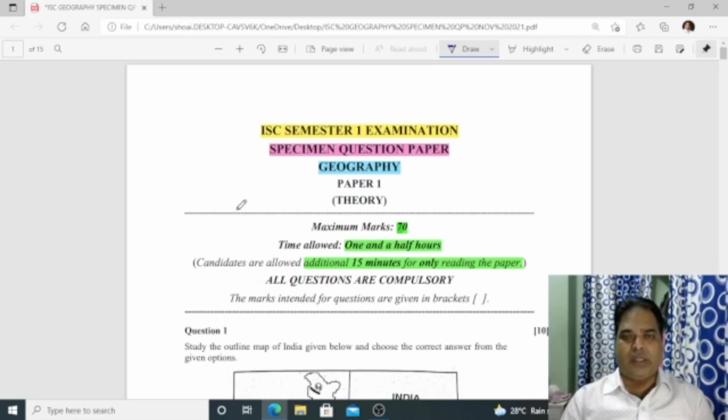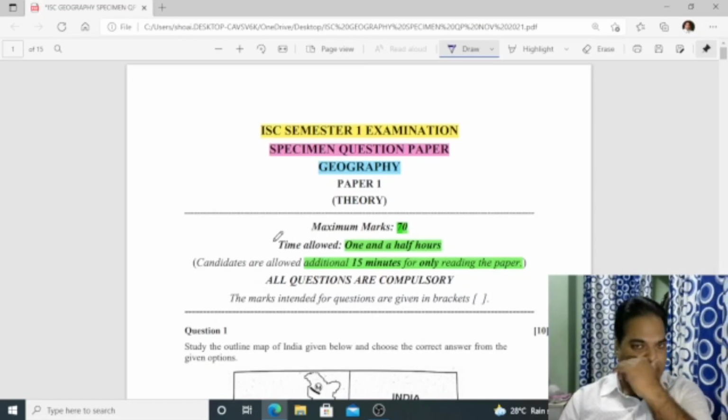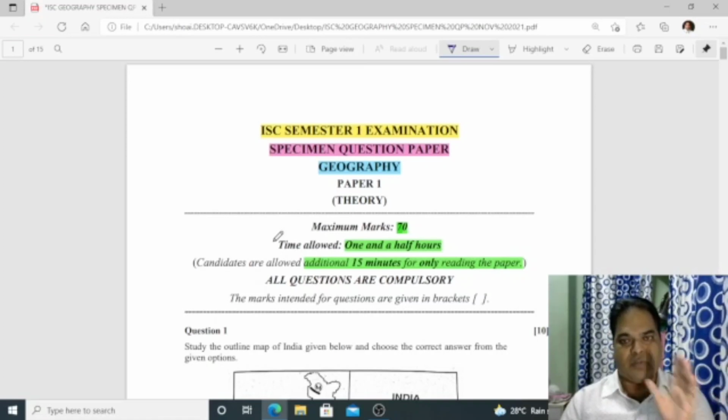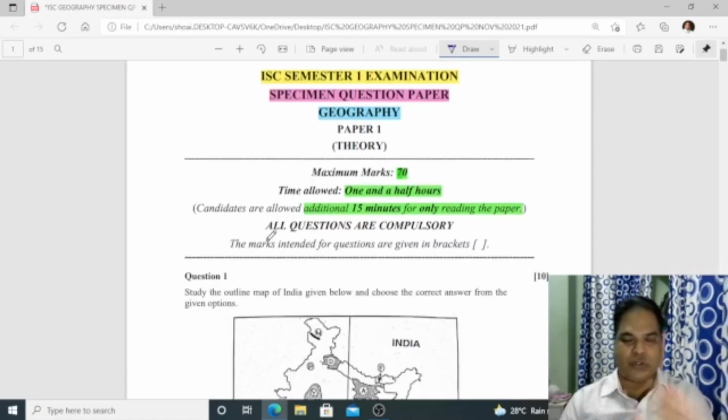The maximum marks is 70 marks. Time allowed is 1.5 hours. You will be given an additional 15 minutes for only reading the paper. That means you will be given 1 hour 45 minutes, of which 15 minutes will be given for reading the paper only. All the questions are compulsory. There is no choice at all. You have to attempt all the questions.